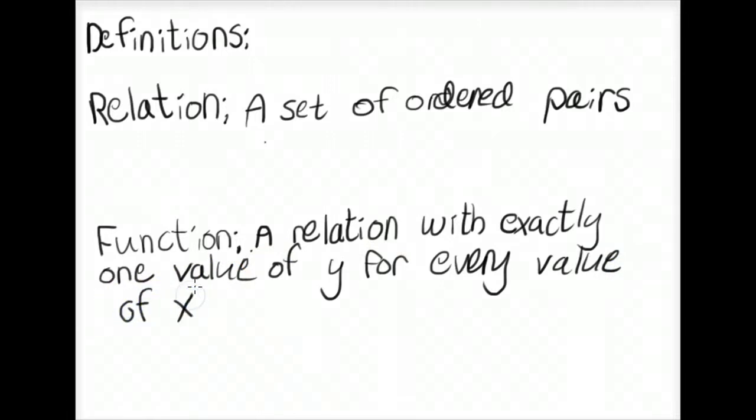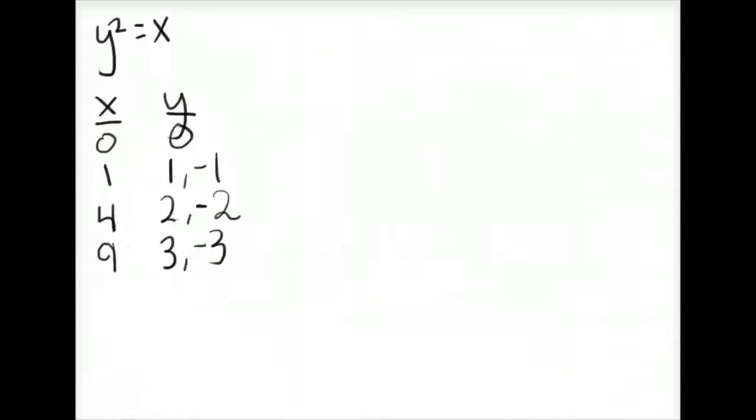So with this information, we can look at the graphs of different equations, and we can determine if it is a function or a relation. So going back to this original equation, we had y squared equals x. And so for these different values of x, we're getting more than one value of y. So we know now that this is not a function, but it is a relation. So we're going to call it a relation, not a function.